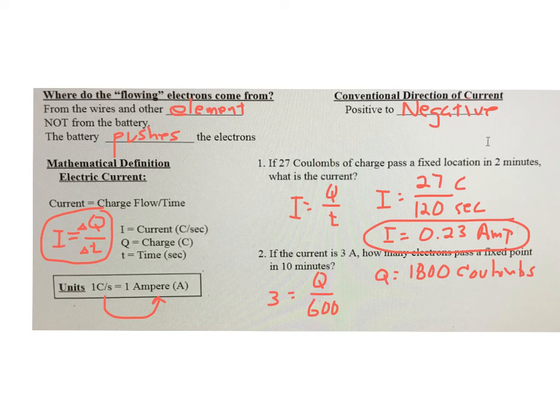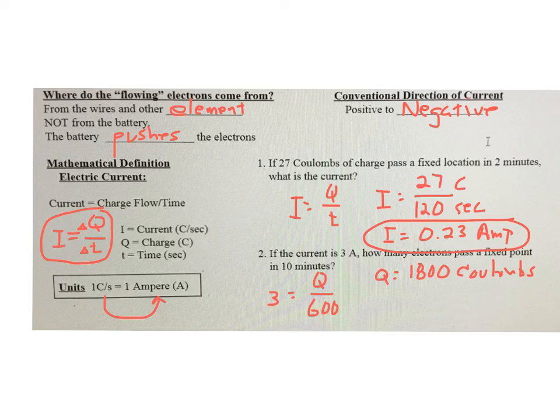But the problem says how many electrons. So how many electrons is that? Once again, it doesn't matter where you are in the circuit, that many coulombs of charge is passing by that spot. Like if you were in a pipe, this is asking for how many gallons go past, how many gallons per second. This is coulombs per second.